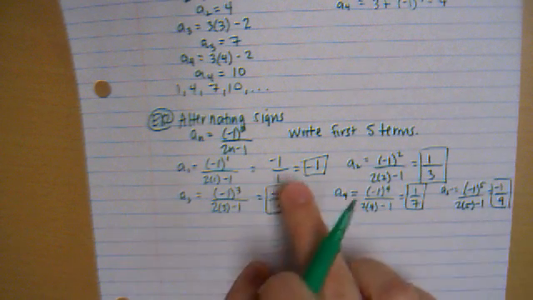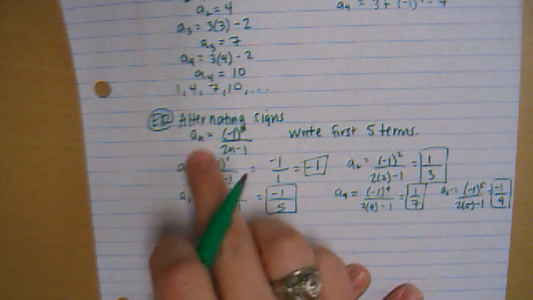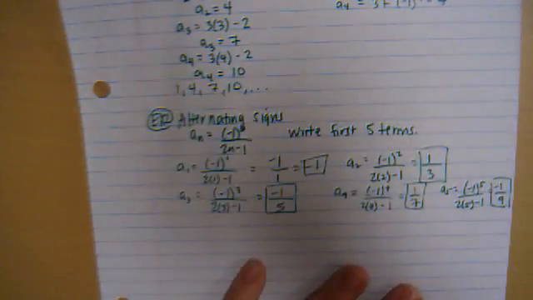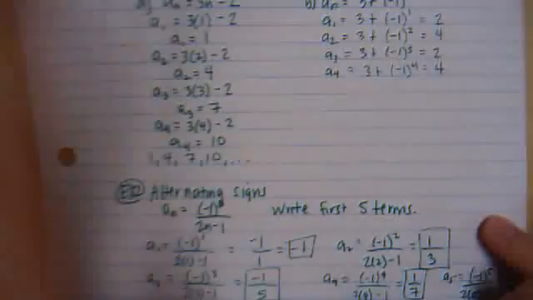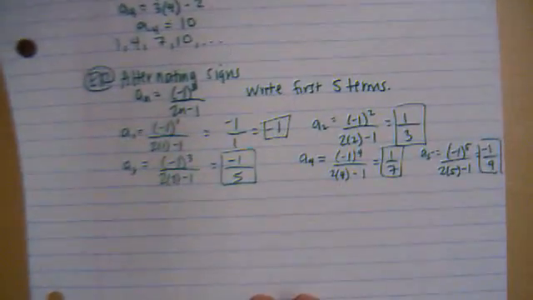If you notice, your signs are alternating. It goes negative, positive, negative, positive, negative. The reason being is because of this negative 1 to the n right here. If that were not there, then the signs would just be the same.